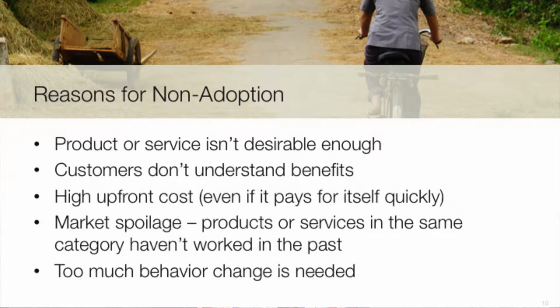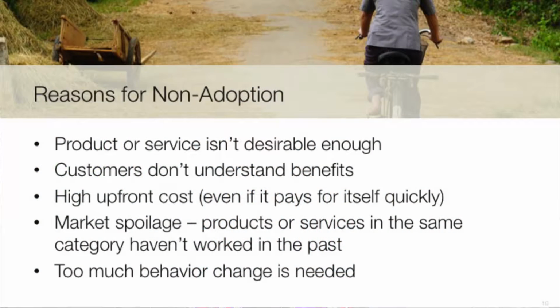Market spoilage is something that we talk about as well, and what this means is, have there been products or services like yours in the market that basically aren't used anymore? And we see this a lot with solar lighting solutions, for instance, where the products aren't working anymore. And so they're going to be resistant to you selling something if they know that other people have come before you, have done that, and those products are just sitting aside because they're broken. The other thing is, if you are requiring too much change of behavior for your potential customers, then it's going to be really, really hard for them to adopt your product.